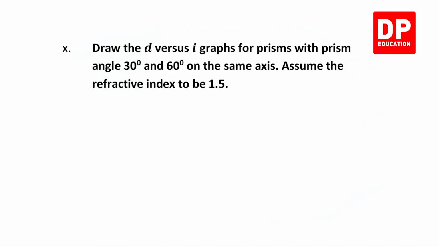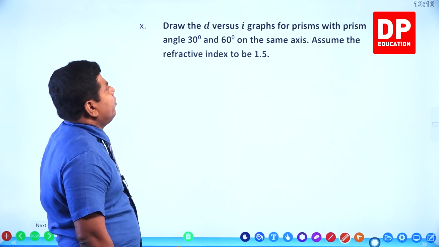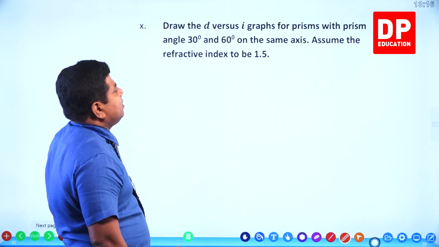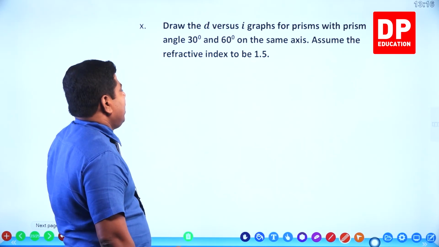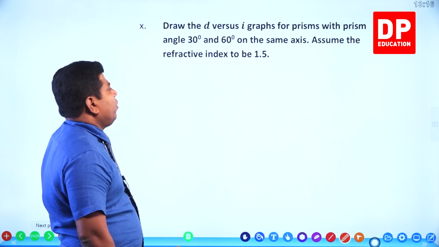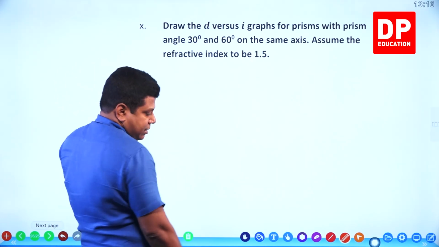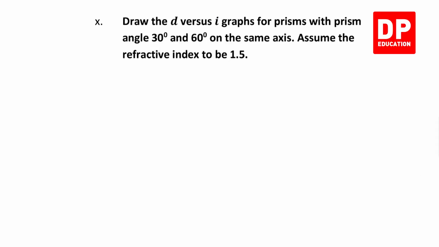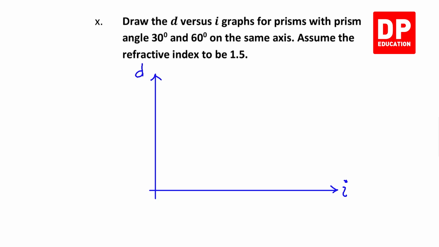And then one more. Draw the D versus I graph for a prism with prism angle 30 degree and 60 degree on the same axis. Assume the refractive index to be 1.5. Let's see. Take the x-axis and y-axis. This is I, D. Let's go back and think.